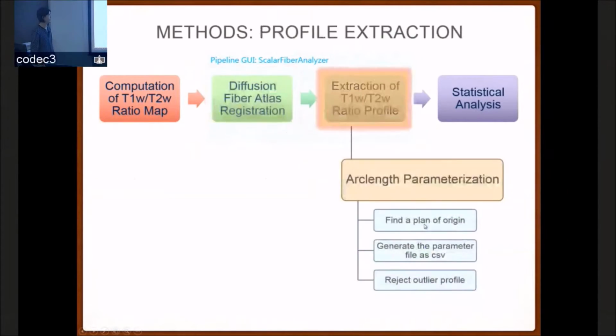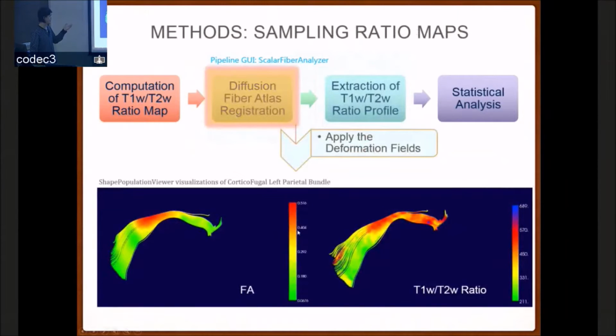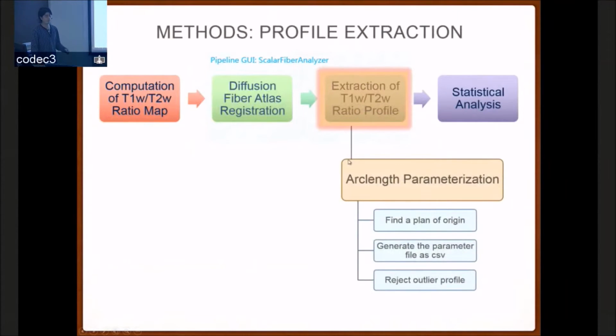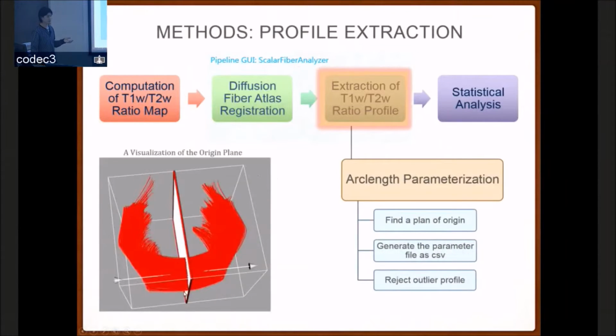So before we could go into the final step of statistical analysis, we need to extract a parameter profile from this fiber image, right? The way we do it is to find a plane of origin. As you can see here is the intersection that's crossing the fiber tracts. We take them as the zero points, and then parameterize the fiber tracts by their arc length, so that each arc length point is associated with a T1/T2 ratio value.